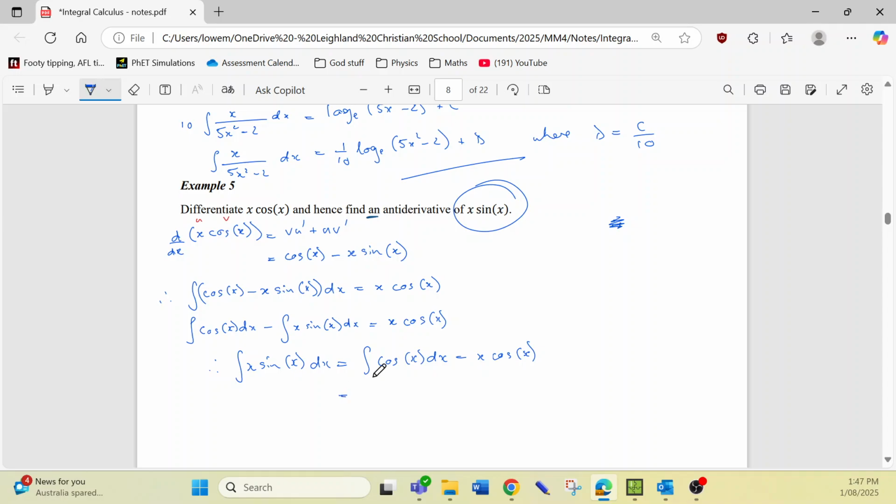Okay, and so we know the integral of cos x is sine x. So then we end up with sine x minus x cos x, and we can add our constant of integration on the end there.